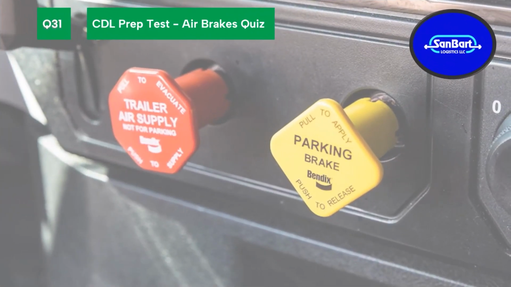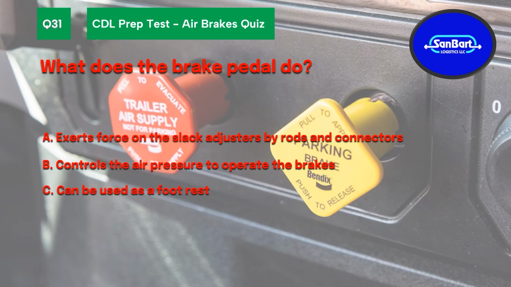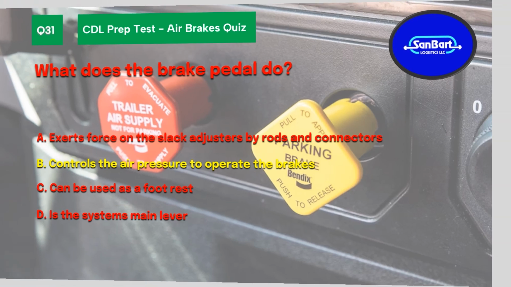Question 31. What does the brake pedal do? A. Exerts force on the slack adjusters by rods and connectors. B. Controls the air pressure to operate the brakes. C. Can be used as a footrest. D. Is the system's main lever. The correct answer is B. Controls the air pressure to operate the brakes.